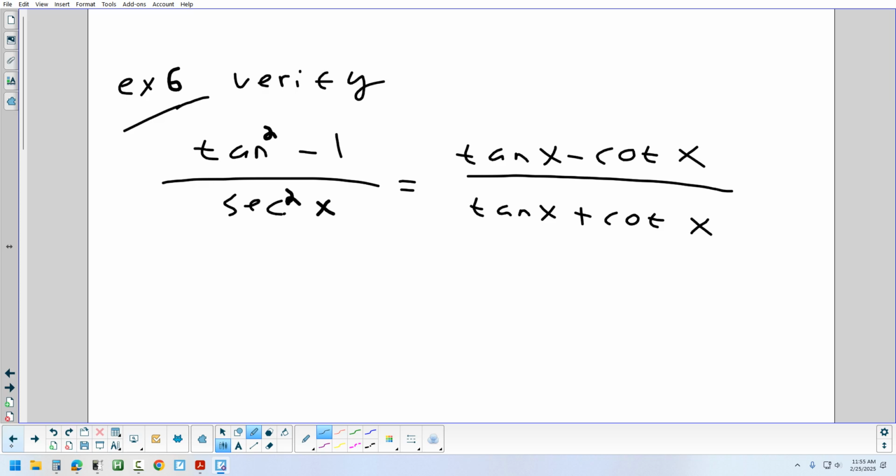Okay, so I would say here the right side is a little more complicated because it has 2 terms in the top and 2 terms in the bottom. The left side has 2 terms in the top and only 1 term in the bottom. So I would say that this side is a little simpler. That means I'm going to work with the more complicated side, the right-hand side. Let me write that down.